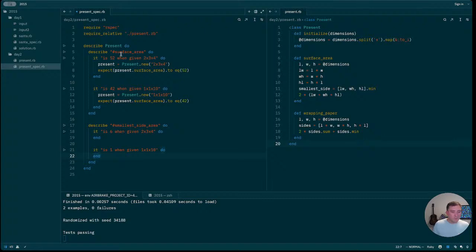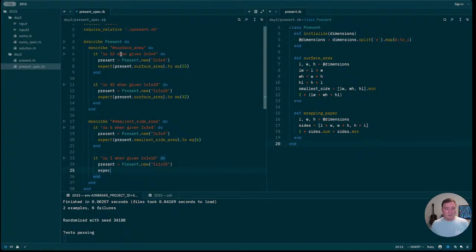The area of the small side, okay. Present equals Present.new(2, 3, 6). Present, new 1 by 10, expect small side area to equal 1.